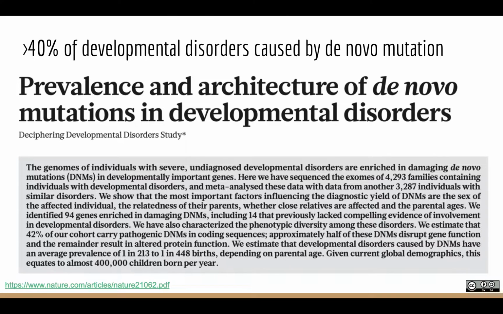I mean, we sequence the exomes of dad and mom and kid. We get the FASTQ file, we align it, and we run GATK or Freebase to find all the genetic variants among those 3 individuals. Yeah? What's the difference between disrupt and altered? It says half disrupt gene function and the remainder result in altered protein function. I think what they're talking about is sort of the difference between complete loss of function versus modified function.